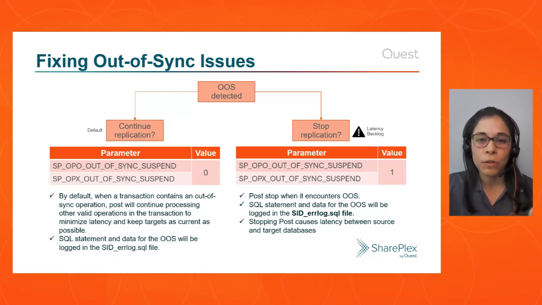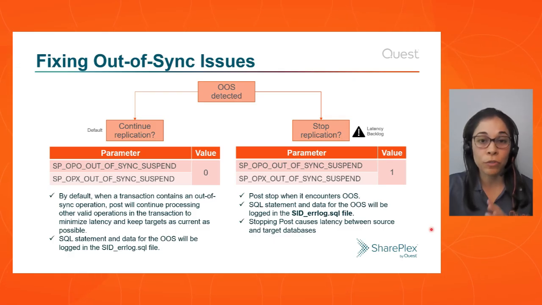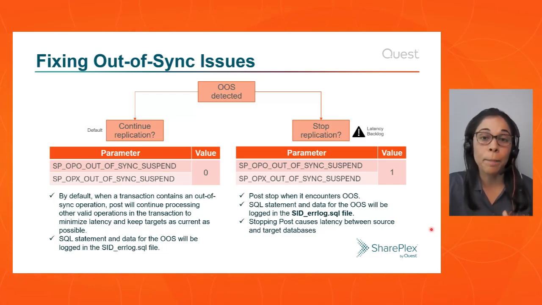When replication continues, which is the default on the left side, the post process will discard any operation that caused the out-of-sync and will continue posting only the valid operations in this transaction. This approach helps minimize latency and keeps the targets as up to date as possible. On the other hand, on the right side, if replication is configured to stop upon detecting an out-of-sync using those parameters, then the post process will halt as soon as it detects the issue.